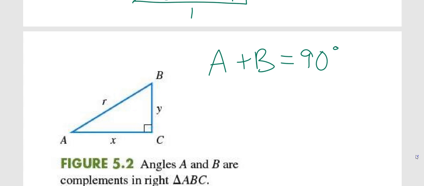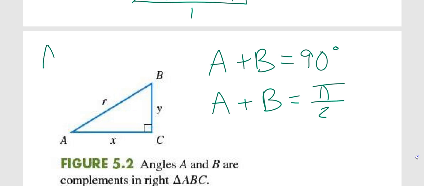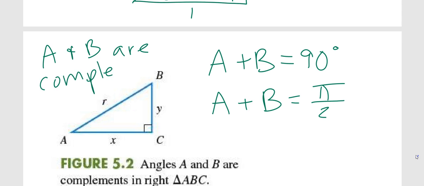Now, speak radian. What do they add up to? Pi over 2. I know you don't like that, but there's a point to it. So A and B are complements. I know a test question on an SAT where if you knew that relationship, it was an easy answer to the question. If you didn't know that relationship, it made it more difficult, and you wasted a bunch of time.